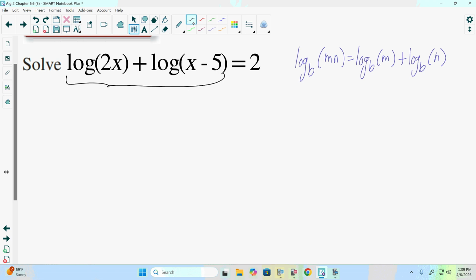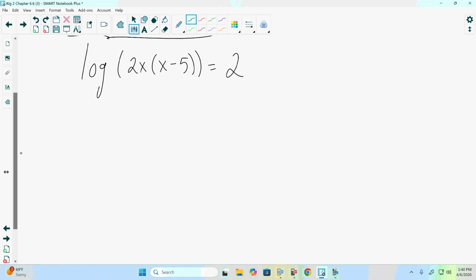So on the left-hand side, we do have log of 2x, and we have log of x minus 5. Since their bases are the same, we can rewrite it as log of 2x times x minus 5. Since I have two logs with the same base being added together, we can rewrite it as a single log with what's inside being multiplied together. So being able to do this now gives us one term on either side. We can actually solve it exactly as we were solving on Thursday. Questions on this so far?